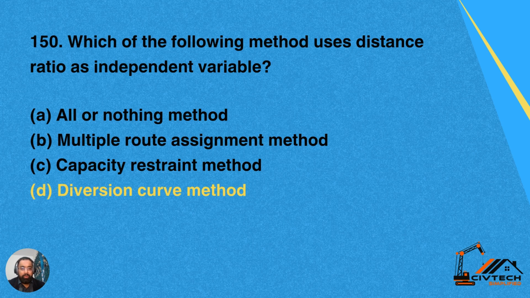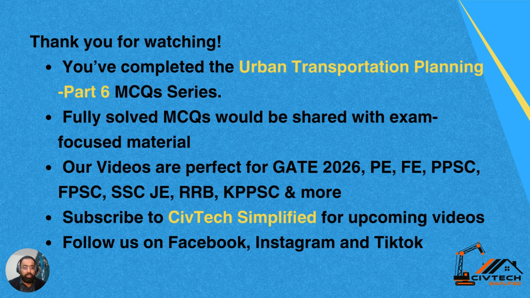150. Which of the following methods uses distance ratio as independent variable? Option A, all or nothing method. Option B, multiple route assignment method. Option C, capacity restraint method. Option D, diversion curve method. So D is the correct answer. It's the diversion curve method.